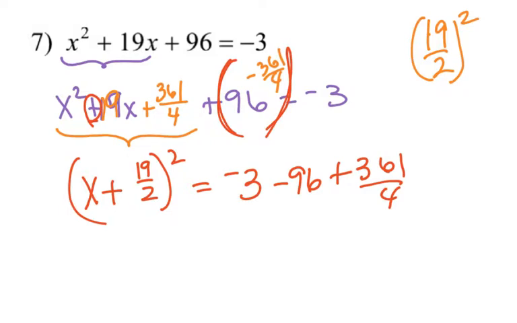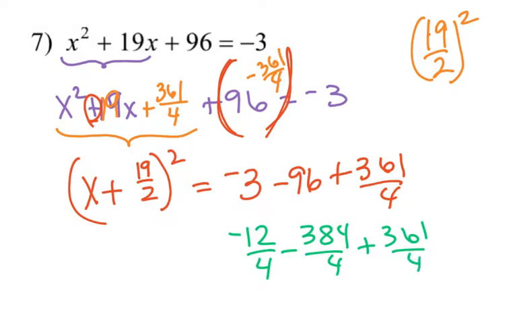Now when I have fractions, remember you have to have common denominators. So in order to add all of that together, I'm going to have to make common denominators. So that's going to be negative 12 fourths. 96, to make that into fourths, I'm going to need to multiply it by 4, and that's going to be 384. So minus 384 over 4 plus 361 over 4. So that's what I have on the right-hand side.